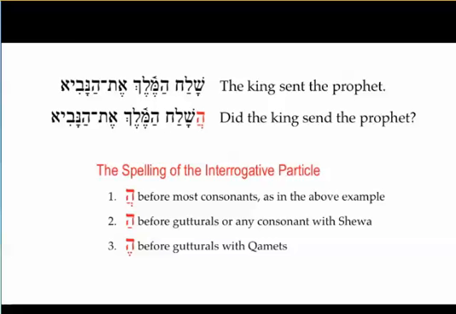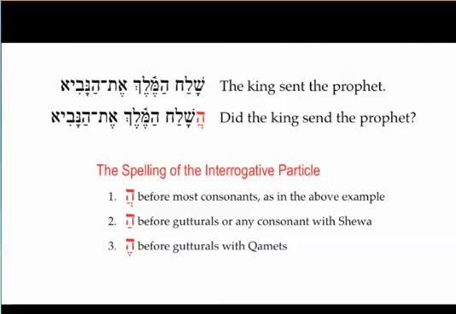Notice, however, the translation is not the king sent the prophet, that's the statement. When you prefix the interrogative particle, hashalach, you translate the statement as a question. Did the king send the prophet? So the interrogative particle, ha, takes a statement and converts it into a question.